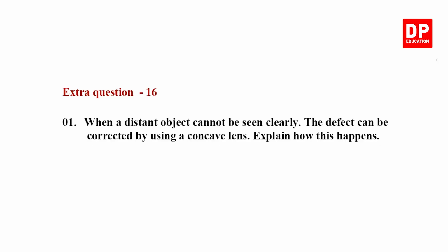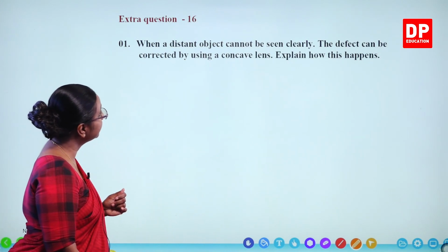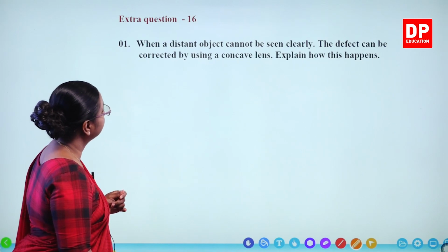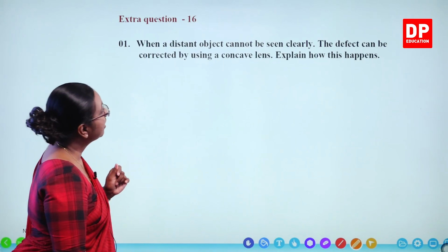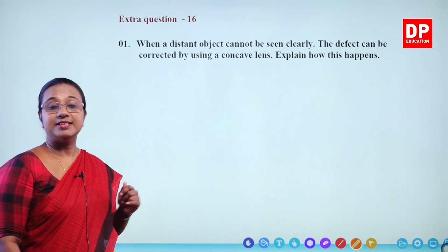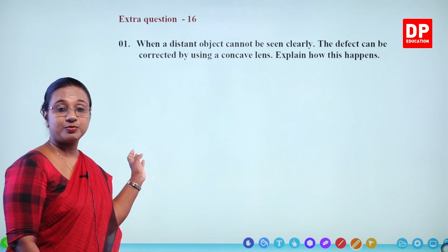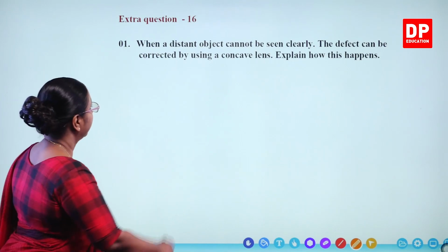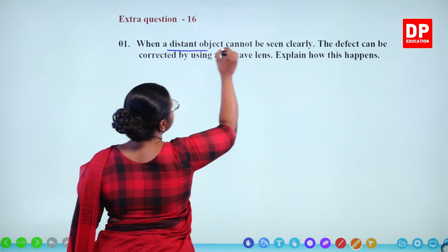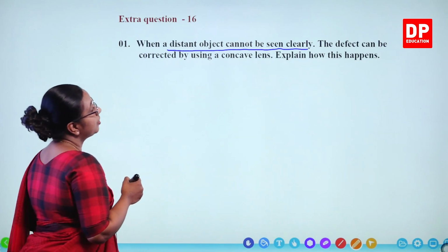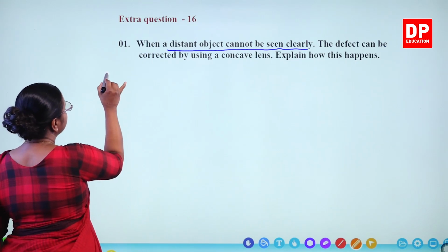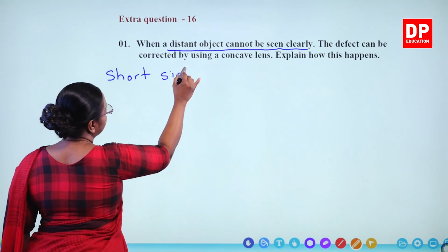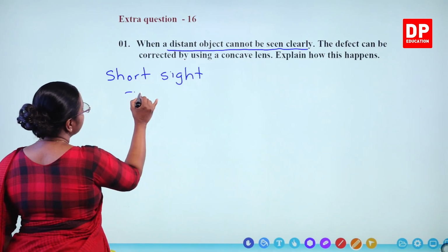Extra question 16. When a distant object cannot be seen clearly, the defect can be corrected by using a concave lens. Explain how this happens. Same as the previous question, we need to explain how the short sight is corrected. Here you can't see a distant object clearly. That means the person has short sight. What are the reasons for short sight?